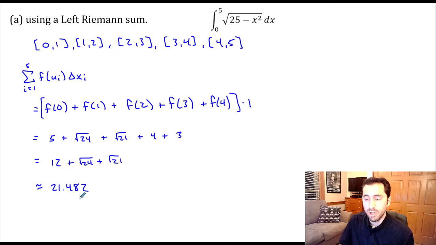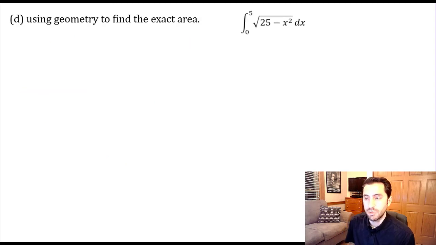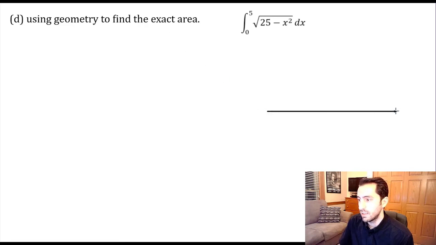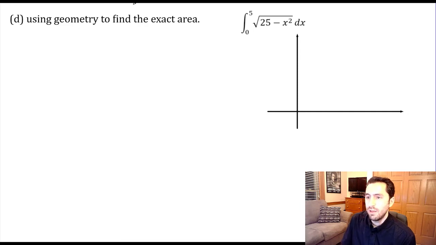Now let's finish up by comparing this to the actual area by using a little bit of geometry. First, if we graph this function, we can see that this is just a semicircle. The semicircle is going to have a radius of 5, and we are only going from 0 to 5. So I only have to worry about what's in the first quadrant here. So from 0 to 5.